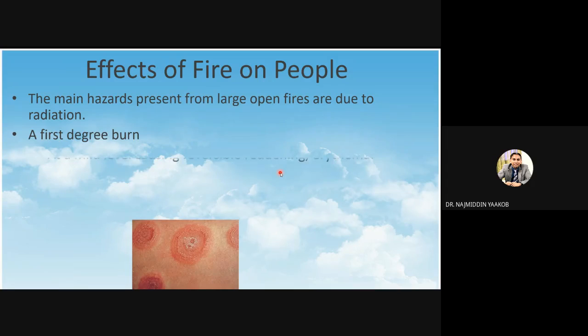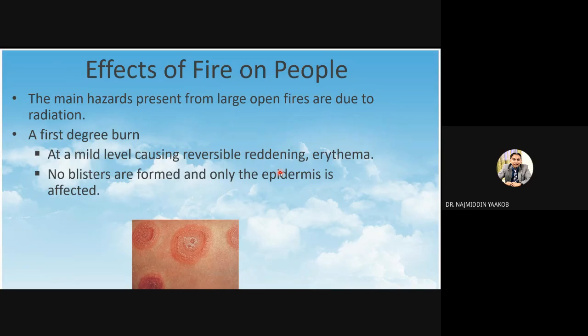Introduction, effects of fire on people, right? This is called a first degree of burn, which is a mild level causing reversible reddening, erythema, and no blisters are formed. And the skin usually reverts to normal within 24 hours. I believe most of you have experienced having first degree burns.